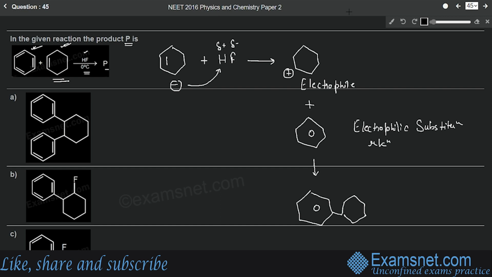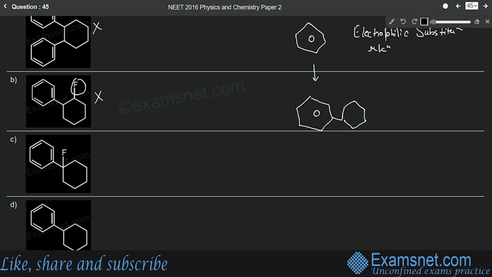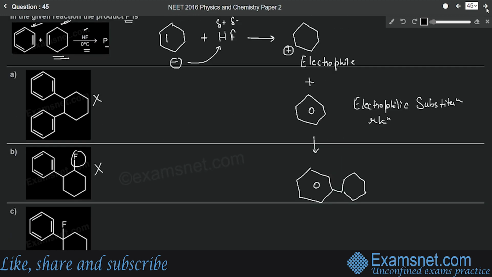So let's see which product should be the correct one. In the first option, 3 rings are there, so this is not correct. In the second option, fluorine is also there, so this is also not correct. Fluorine is not there in the product. In the last option, the correct answer is given. So option D is the correct answer.